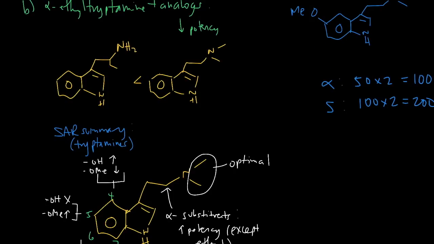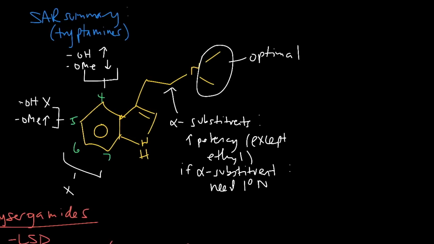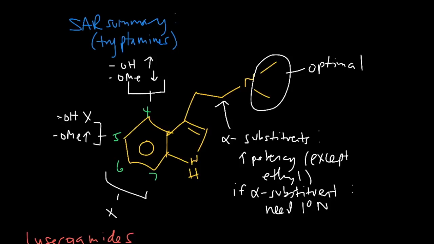So here's a summary of the SAR. Adding a hydroxyl at the 4 position increases potency. Adding an O-methyl group at the 4 position decreases potency. Adding a hydroxyl group at the 5 position inactivates hallucinogenic property. Adding an O-methyl group at the 5 position increases hallucinogenic properties. Adding an O-methyl or adding a substituent at the 6 or 7 position inactivates the compound as a hallucinogen. Dimethyls are optimal. Alpha substituents increase potency, except for methyl, which decreases potency.